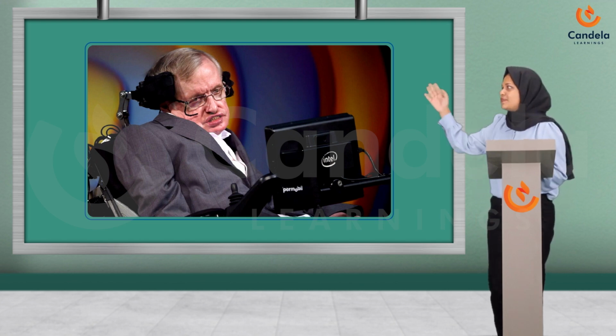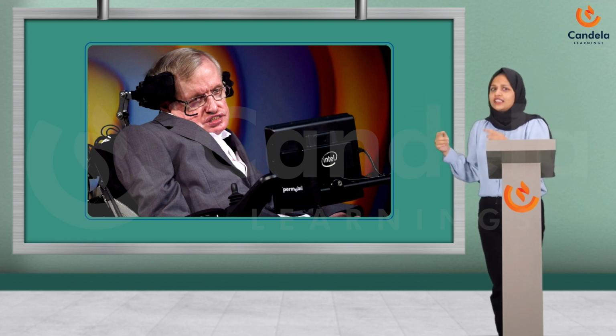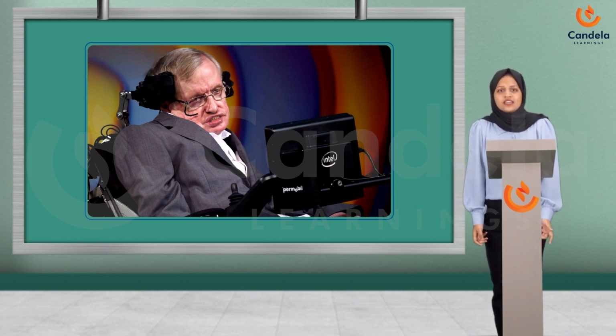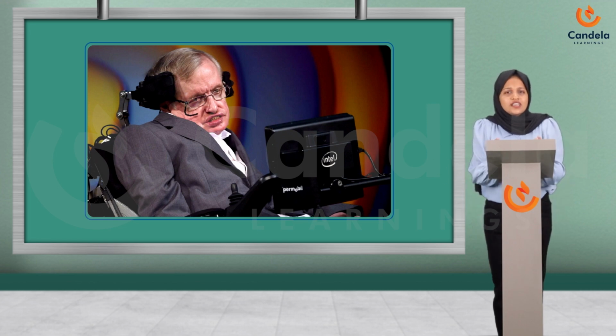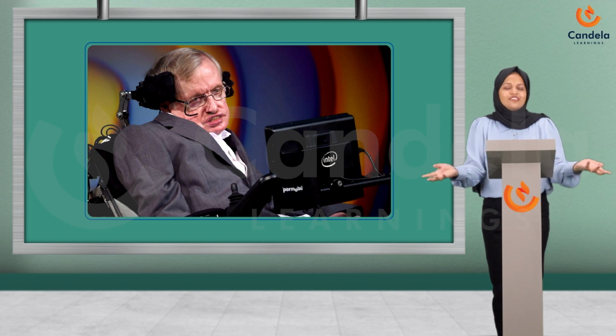Now, from this picture, you can see that he is having some sort of defect. Why is it so? Because he is sitting on a wheelchair. Now, why is he sitting on a wheelchair? Do you know what is the defect of Stephen Hawking? Or is he born with this defect? Of course, no. He was a very bright student like you kids.